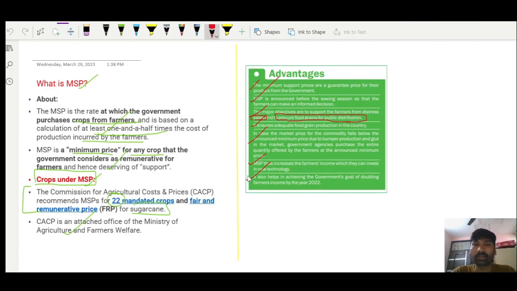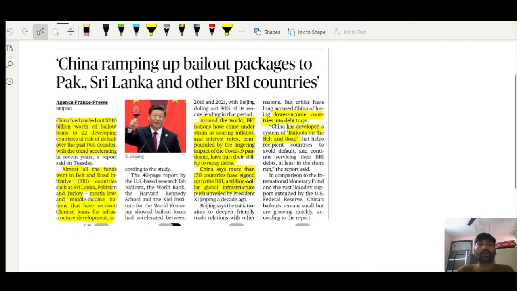So this is about the minimum support prices and how minimum support prices have been exceeding the threshold limit of 10%, which has been given by the WTO to developing countries like India. India has been exceeding the 10% threshold limit because of the MSP, and how India has been defending its exceeding 10%. Okay. So the next news article is China ramping up bailout packages to Pakistan and Sri Lanka. Okay. China ramping up bailout packages for Pakistan and Sri Lanka.